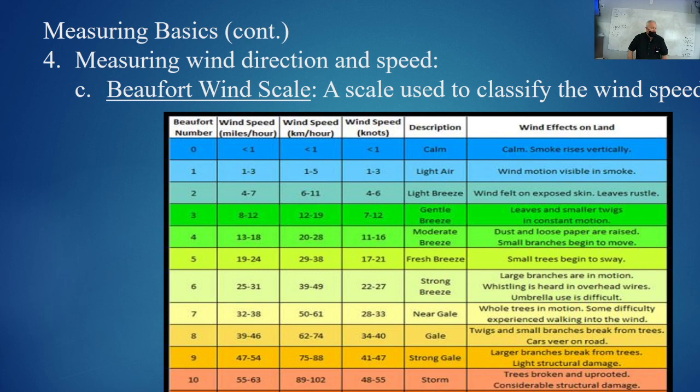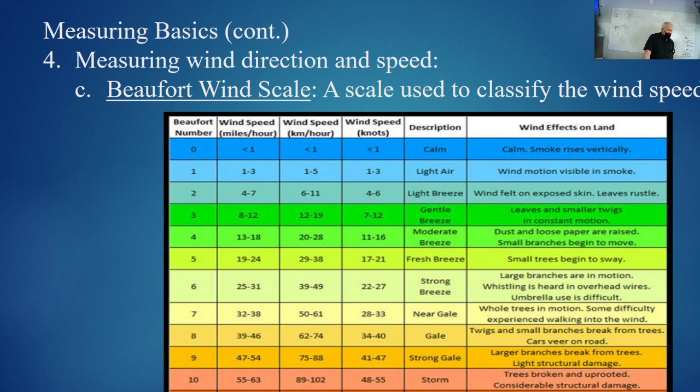Scale of 8, 39 to 46. You're in your gale winds. Twigs and small branches break from trees. Cars veer on the road. So you're driving along and all of a sudden you get this breeze and you veer off because of the push of the wind. So we're looking at 39 to 46 miles per hour.